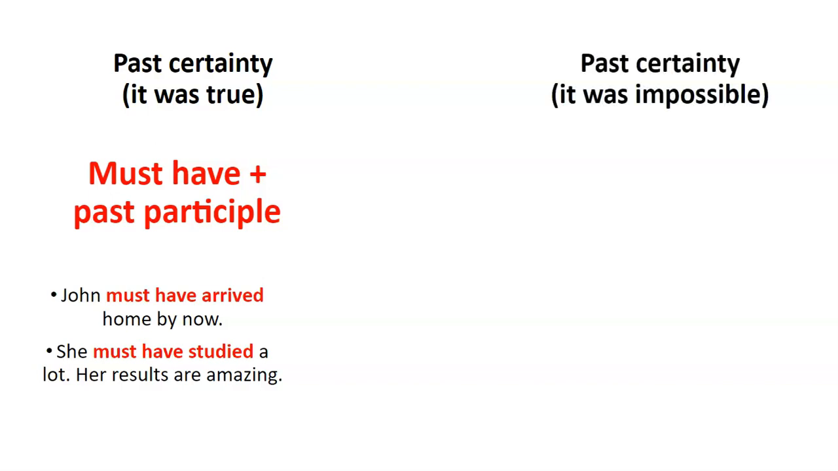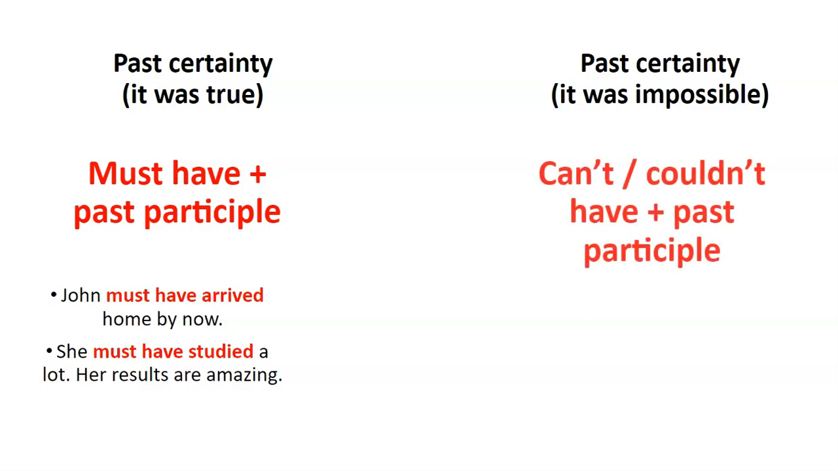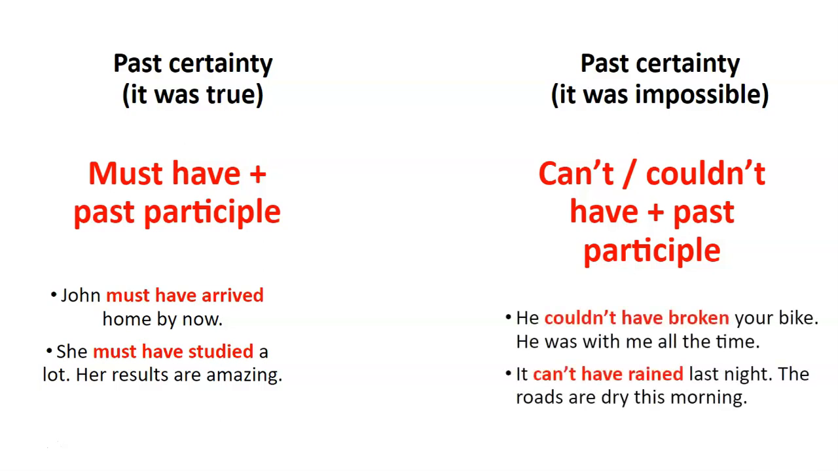And on the other hand, we have when we're certain in the past that it was impossible. Remember, here we're going to use the same modals, the only difference is the structure is different. Instead of can't, couldn't, infinitive, we're going to use can't, couldn't, have, past participle. He couldn't have broken your bike, it was impossible he broke your bike. It can't have rained last night, it's impossible it rained last night.